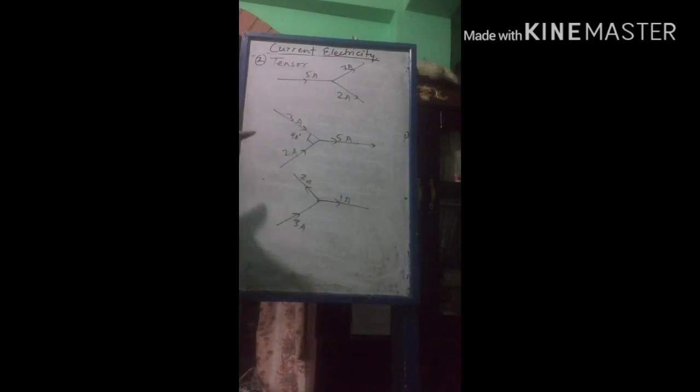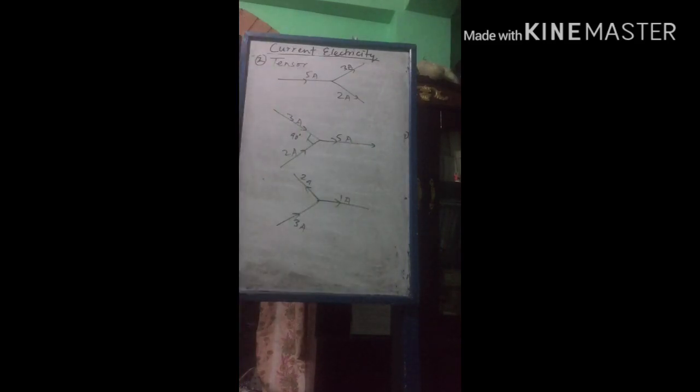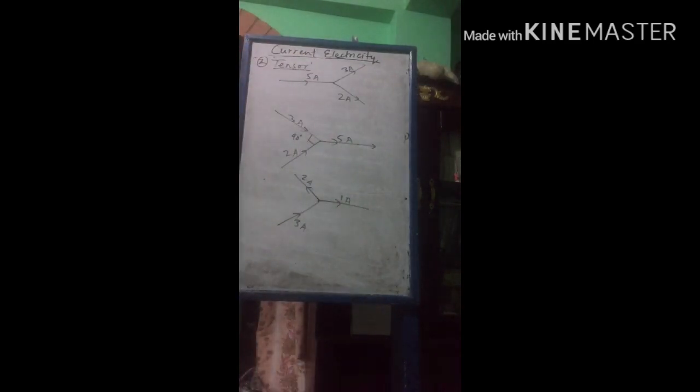It has a magnitude, and those quantities which have magnitude are called scalar quantities, so you can say this current is a scalar quantity. Otherwise, if the word tensor is there, you should understand that it is a tensor quantity. Okay, this is about current electricity. Now let us go to one numeric, then it will be quite easy for you to understand this theory.